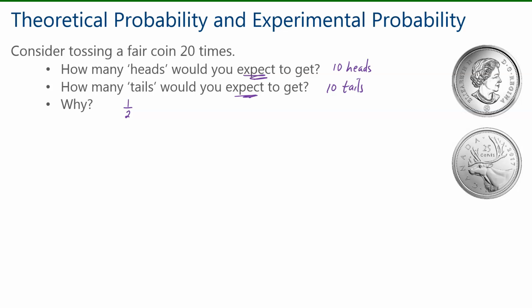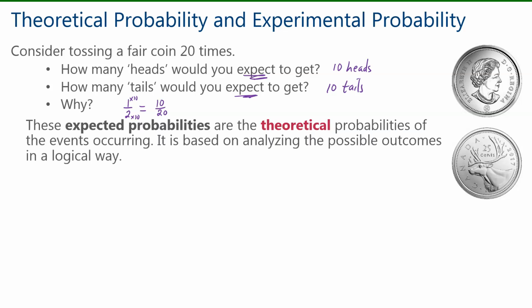If we toss the coin 20 times, we can write an equivalent fraction to determine how many heads or tails we would expect to get. The equivalent fraction, if I multiply numerator and denominator by 10, is 10 out of 20. Hence, 10 heads or 10 tails. These expected probabilities are the theoretical probabilities of the events occurring. It is based on analyzing the possible outcomes in a logical way, as we just did.